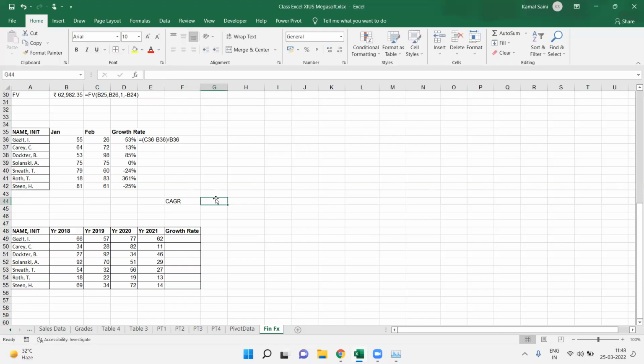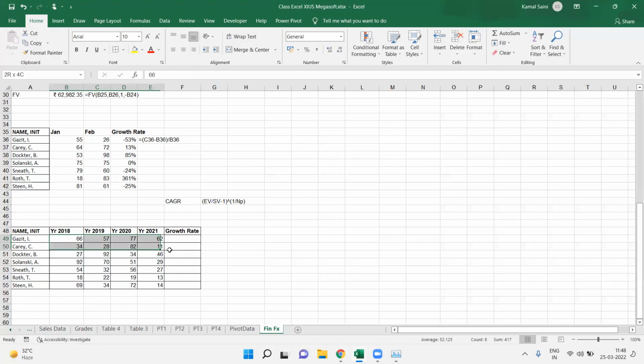So how does it work? End value divided by start value, minus 1, whole to the power 1 by number of periods. Now end value 62, start value 66, 1 divided by number of periods.